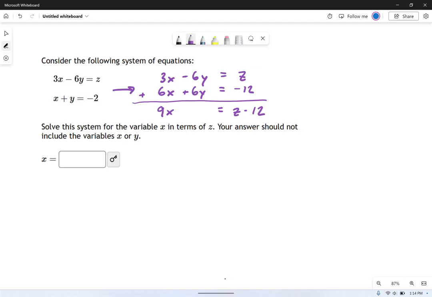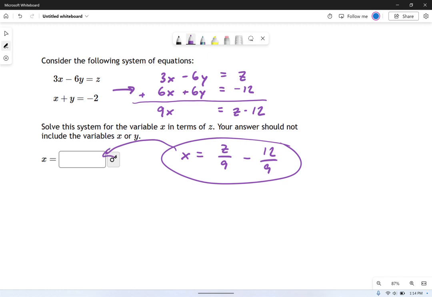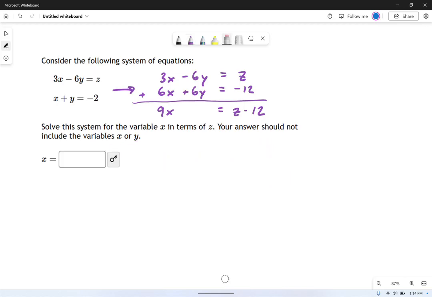Now I can turn this into x equals z over 9 minus 12 over 9, and you can simplify that if you want. But that basically gives me the answer that I need right here. So that's a neat example of adding equations together to cancel out a term. Usually you have to modify one of the equations before it's going to work. Let me show you another method of solving this. Most people know this one too.